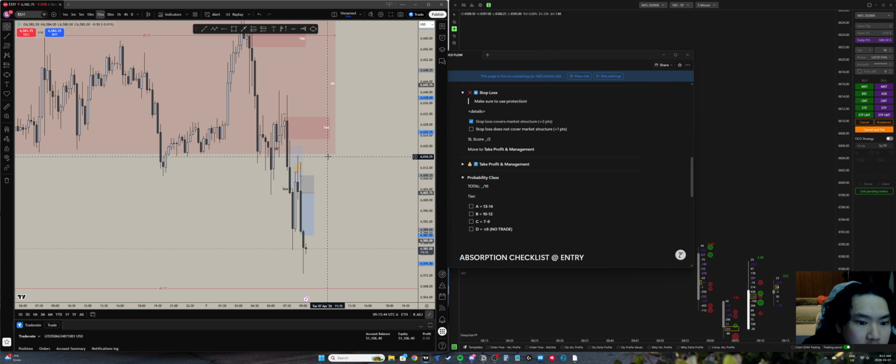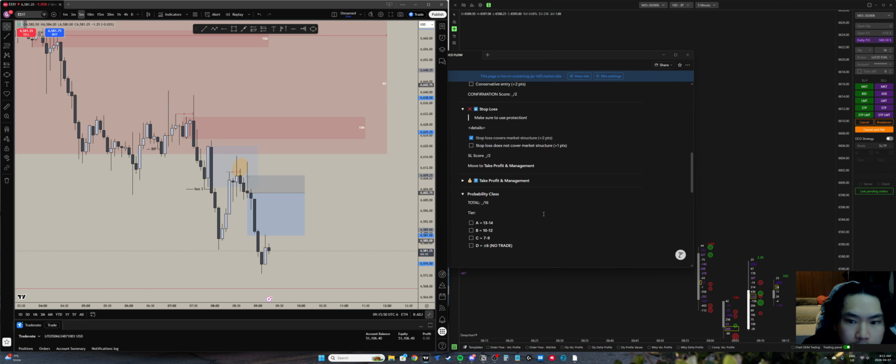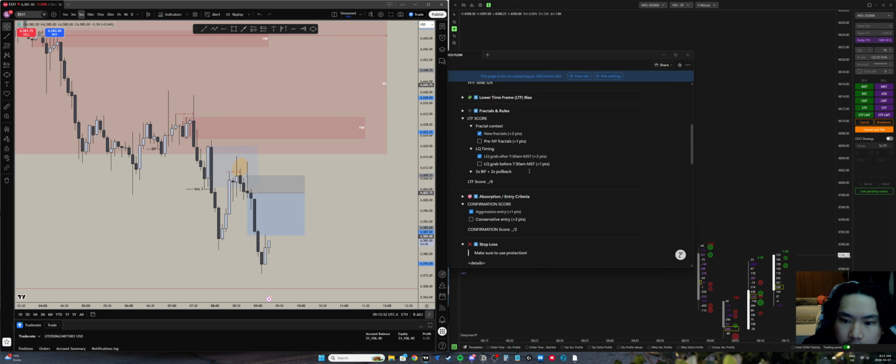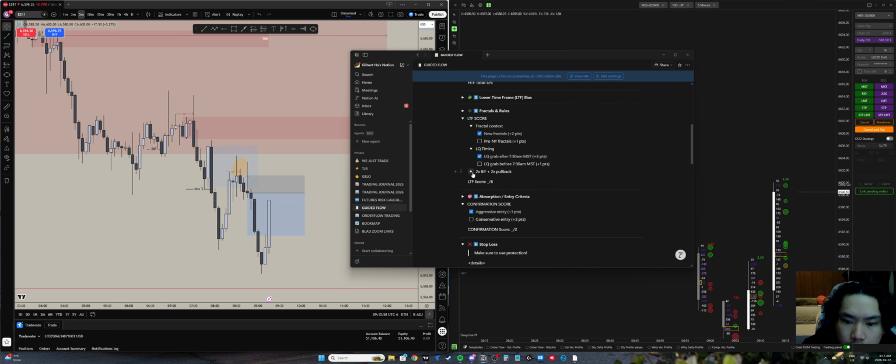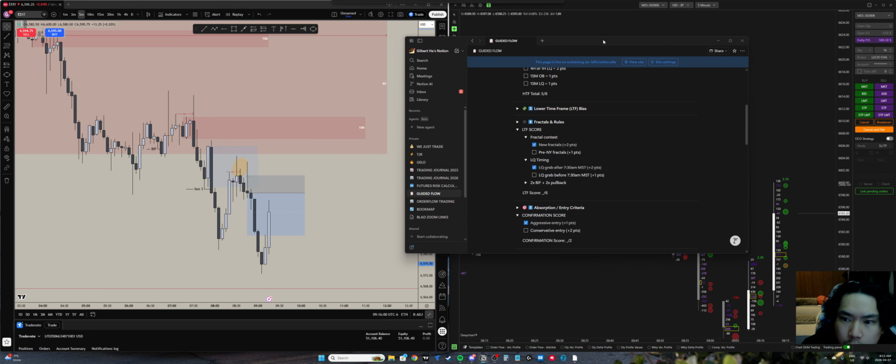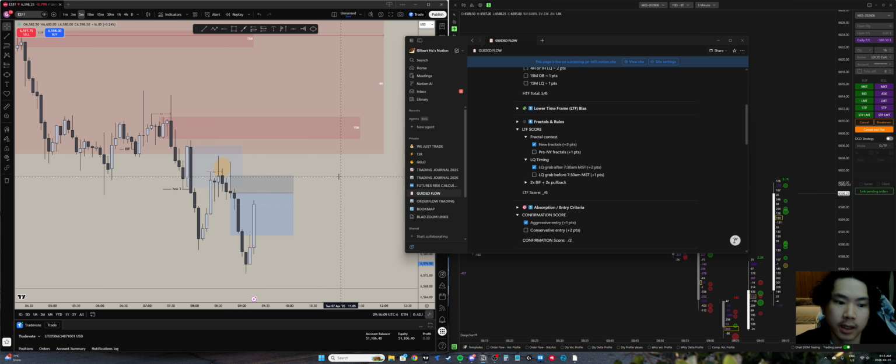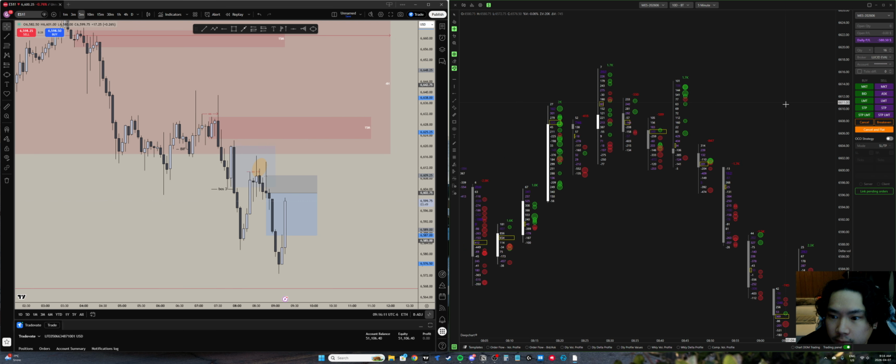I want to see, yeah, like we never really tapped back into this 15-minute order block. Is that all? Yeah, okay, so probability class was C tier. So really, I probably should have stayed away from this trade or risk less. But again, absorption gives me a lot of confidence.